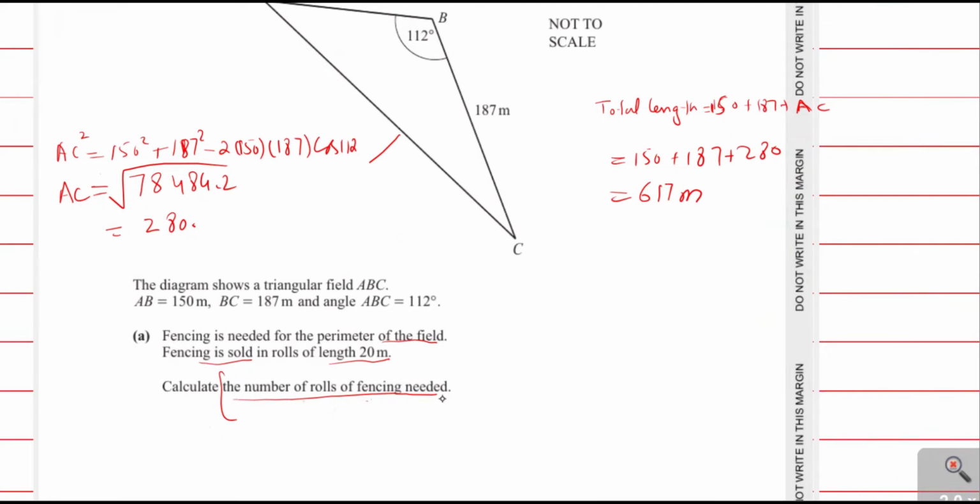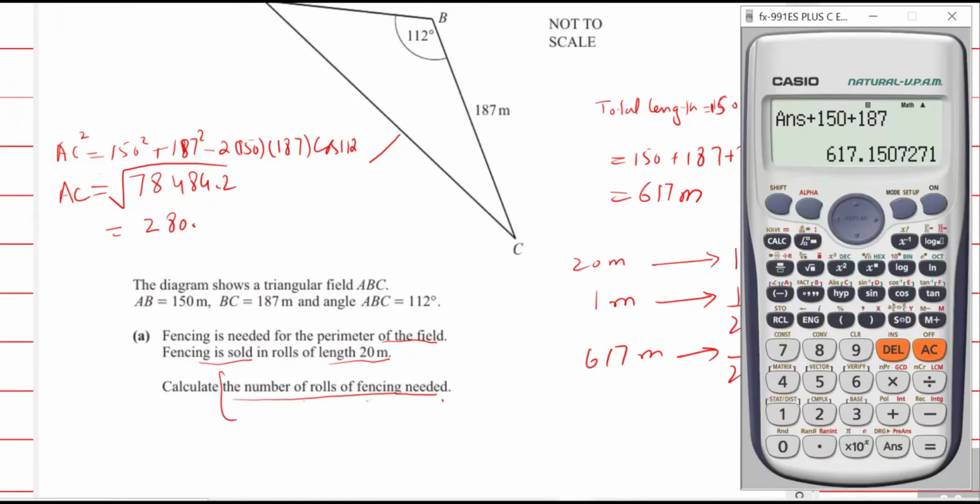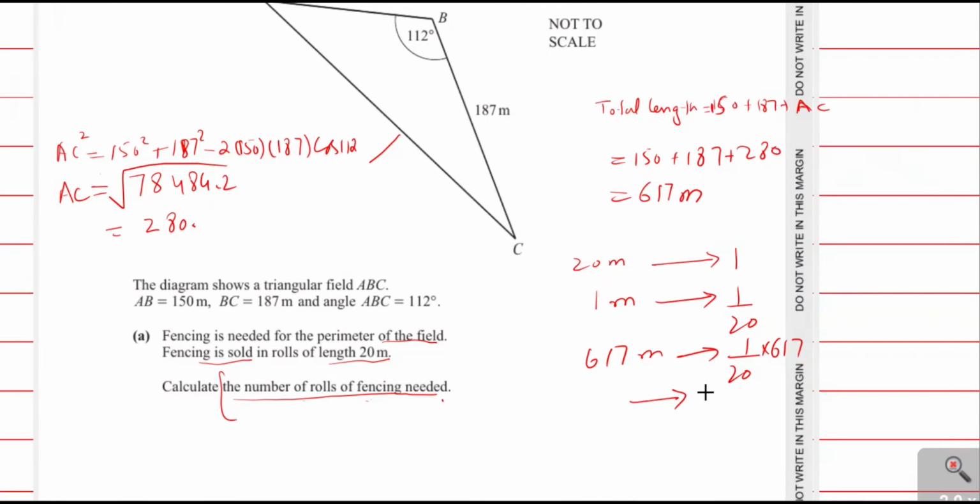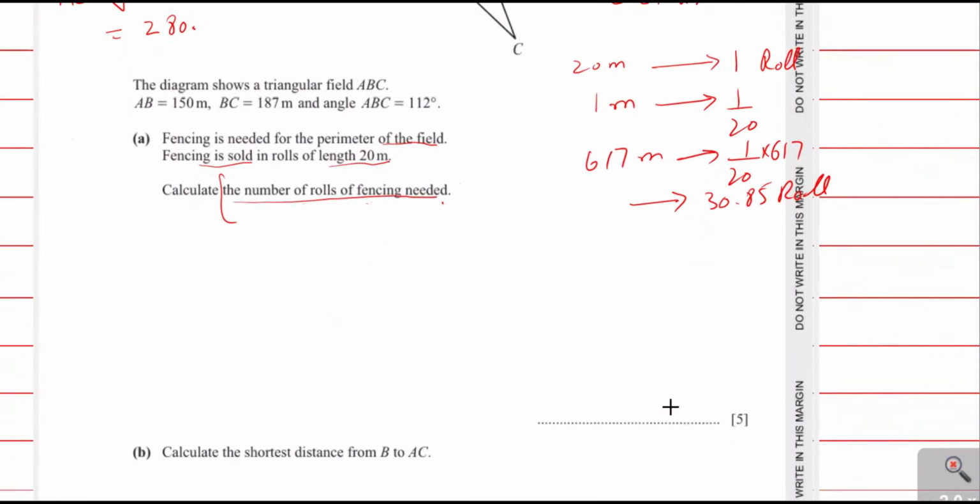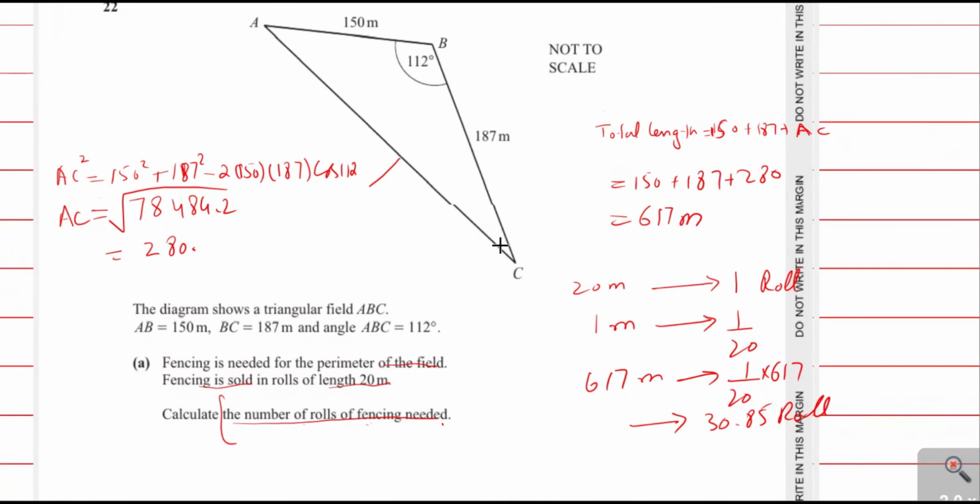And we have to write the total number of rolls of fencing needed. Look here, for 20 meters the number of rolls is 1, and for 1 meter the number of rolls of fencing is 1 over 20. For 617 meters this will be equal to 1 over 20 multiplied by 617, and this value will be equal to 30.85. So 30.85 rolls are needed and the total would be 31. Therefore, we write 31 rolls required to fence the triangular field.